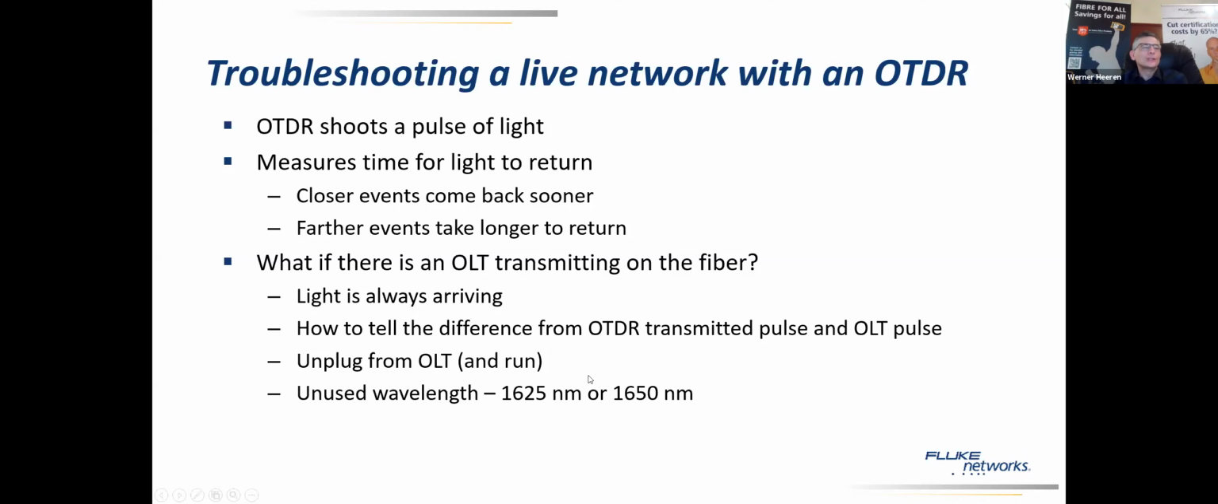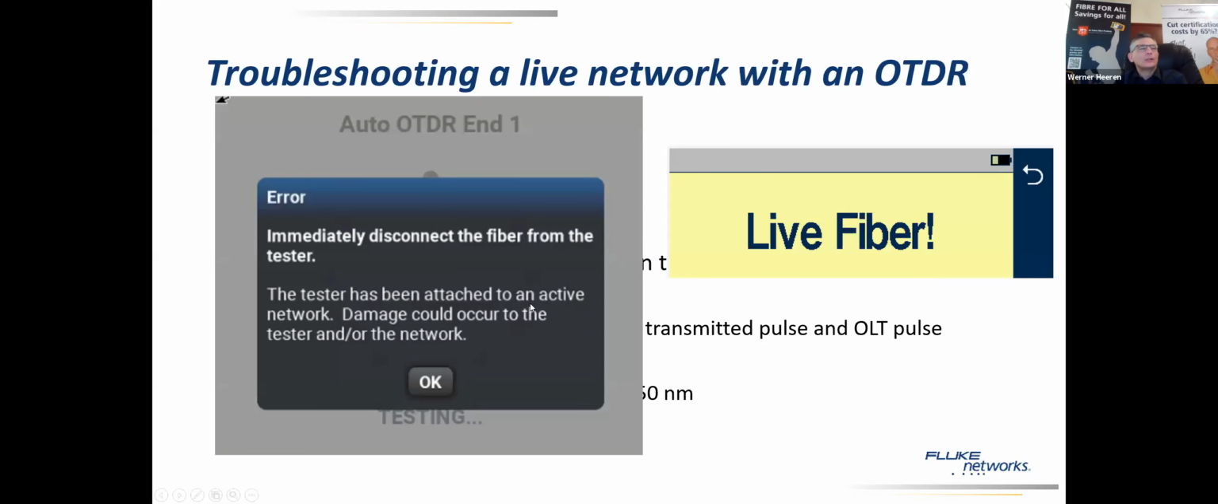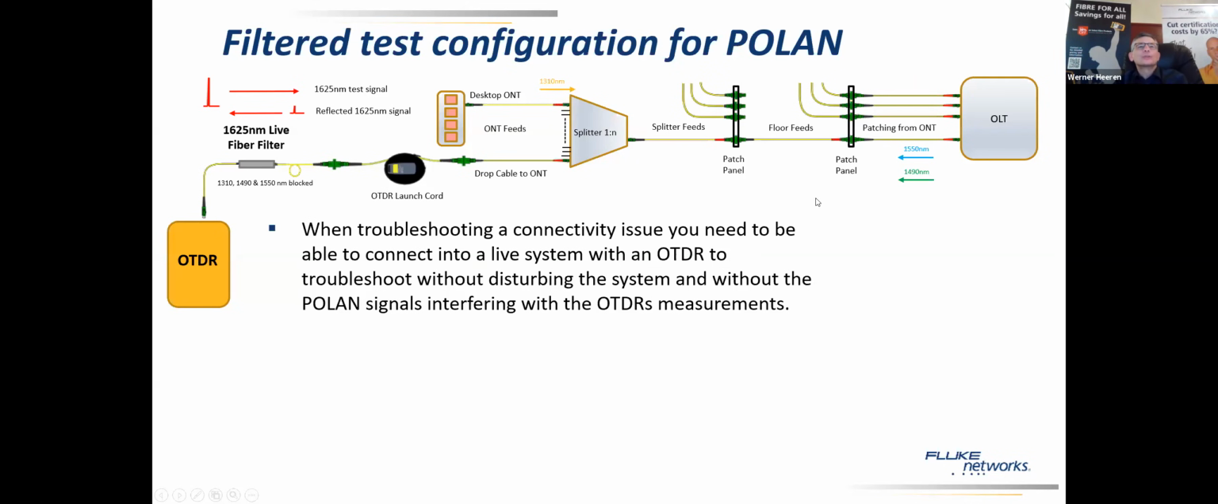Or what you can do, and that's the most common way, is use an unused wavelength. How does that work? First, if you want to connect, it will say, hey, there is a lot of light on the fiber, the 1310, 1550 is there, so disconnect and use a filter. So this is the setup.